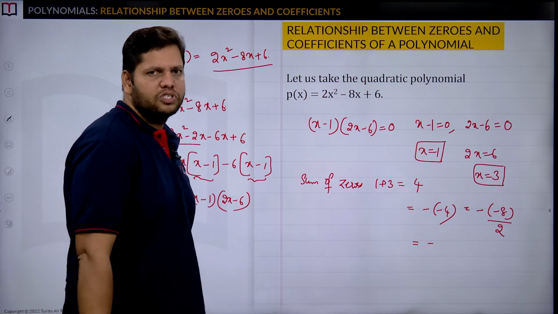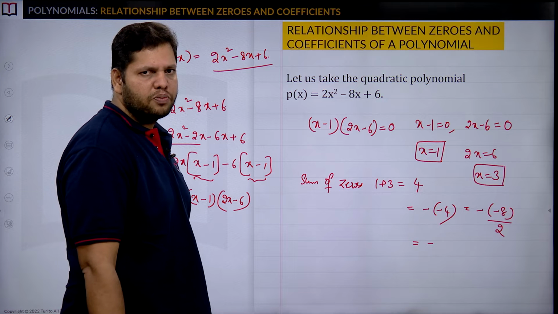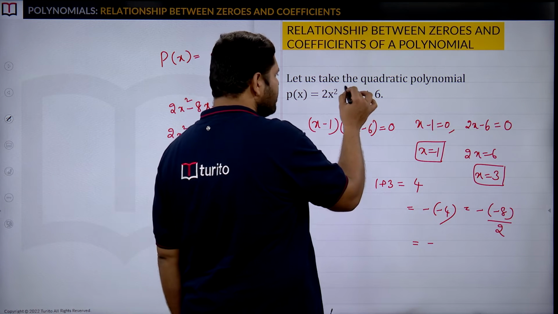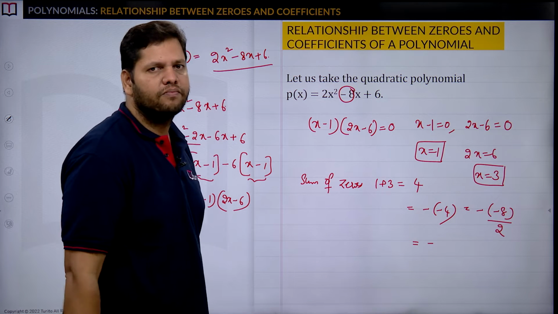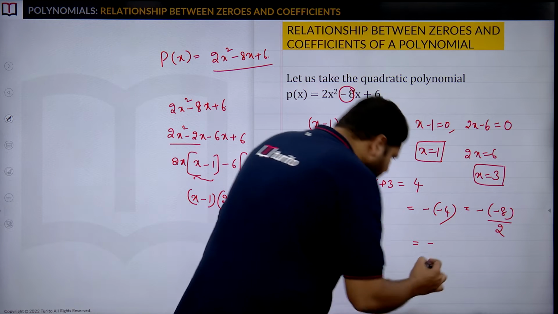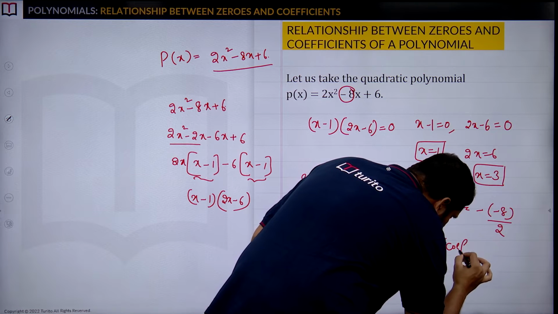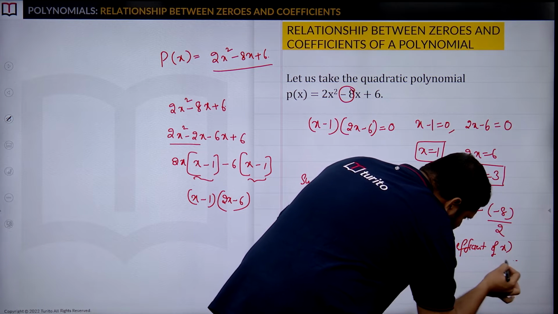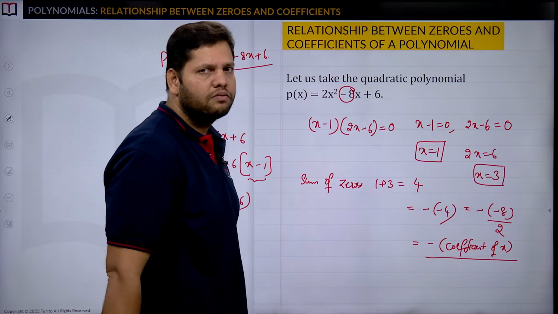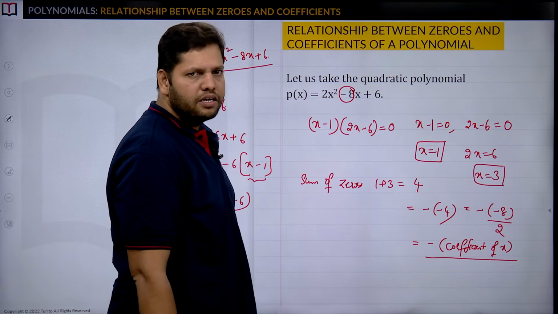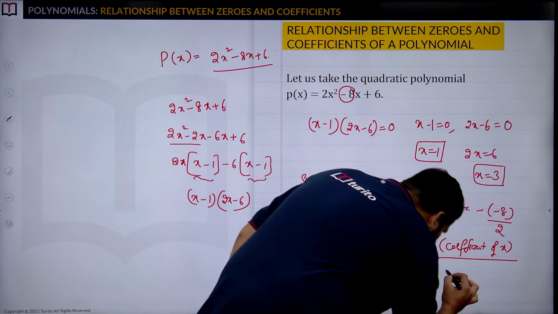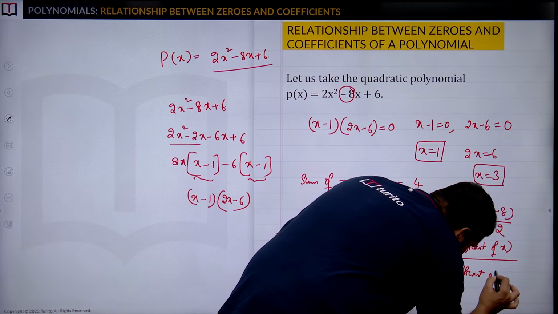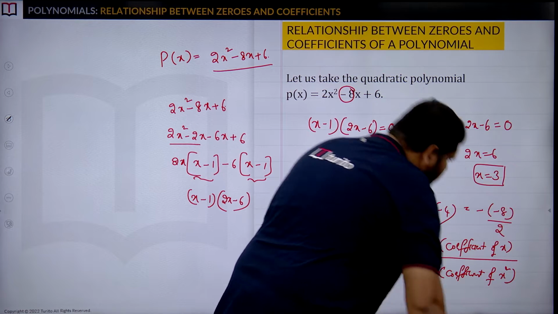Children, look at the polynomial expression. From the polynomial expression, can you tell me what is minus 8? So minus 8 is what, children? Can I say it is the x coefficient? Yes or no? So I can say it is the coefficient of x. So this is what, children? Coefficient of x and divided by. So what is 2, children? So 2 is what here? The x square coefficient. So I can say coefficient of x square.